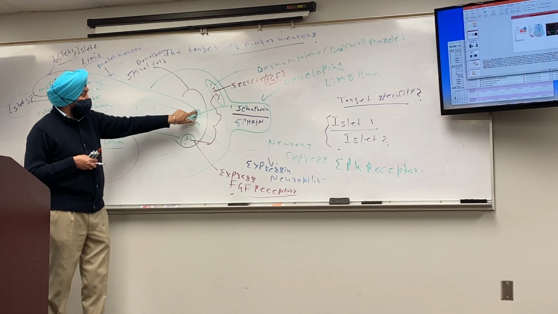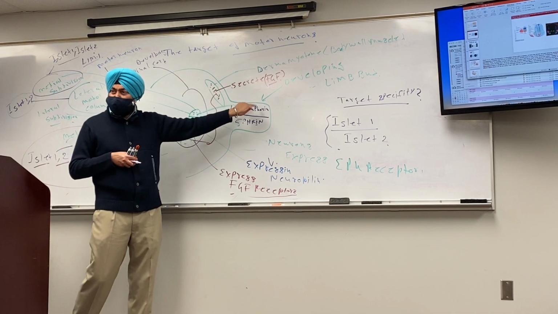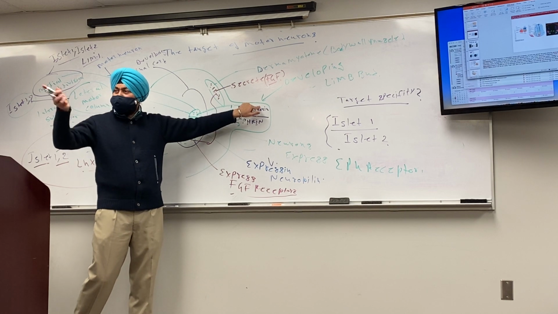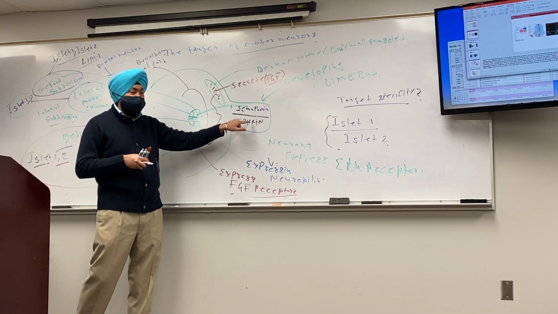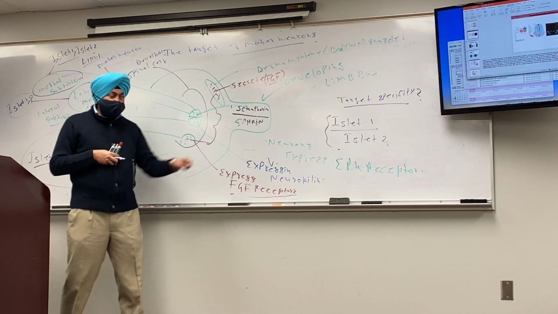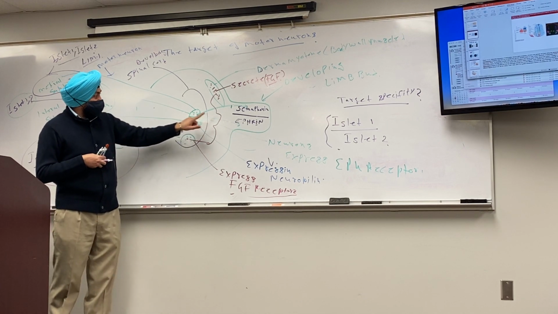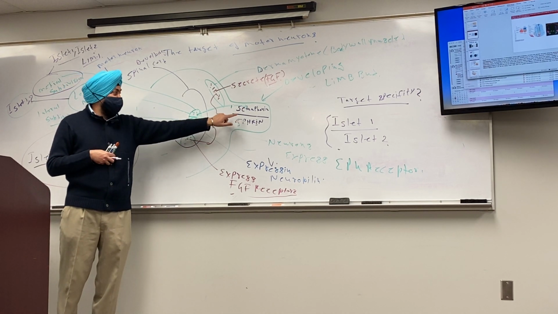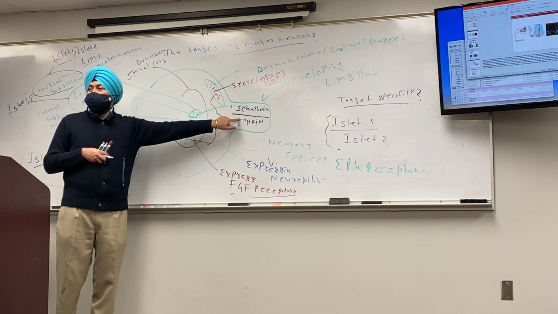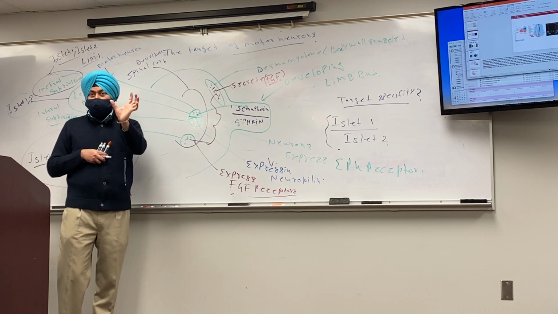Now these cells which are here, they are coming to the semaphorin area. That means they don't have receptor for semaphorin, but they have receptor for ephrin. Now these cells which are coming here to the ephrin area, that means they have receptor for semaphorin, but not for ephrin. Is that making sense?